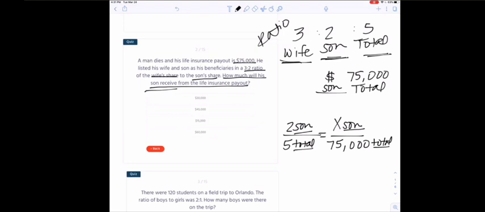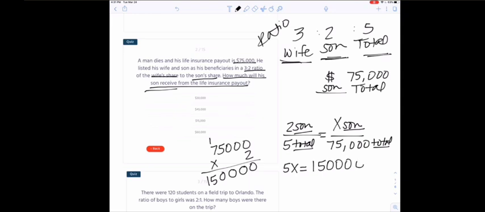So now let's cross multiply. 5 times x is 5x. And 75,000 times 2, let's figure that out over here. 2 times 0, 0, 2 times 0, 0, 2 times 0, 0. 2 times 5 is 10, carry the 1. 2 times 7 is 14, plus 1 is 15. So 150,000. We're going to divide by 5. We divide by 5 so we can isolate the x. That 5 is multiplied to the x, so we have to do the opposite, which is divide. And now we're going to do 150,000 divided by 5.